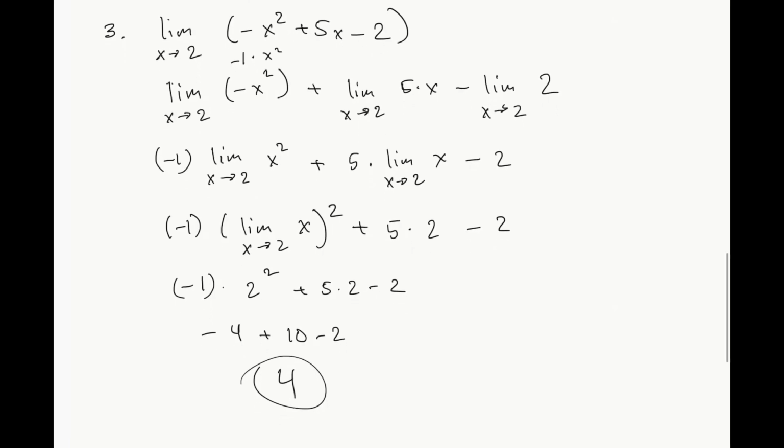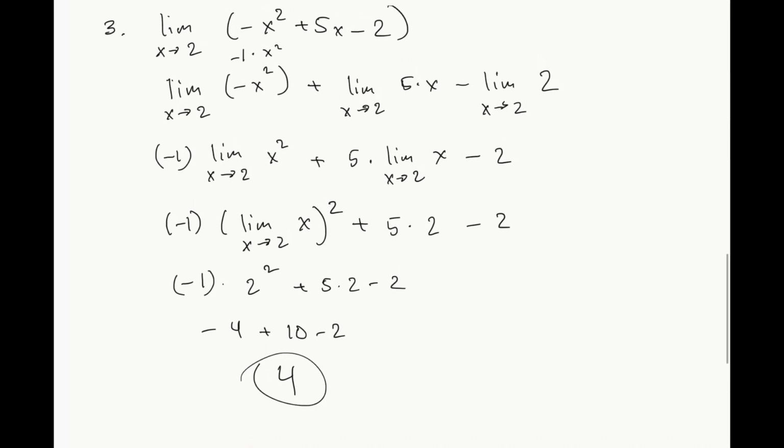I would like to illustrate that we could have solved this problem simply using substitution. And that's what I was saying, that in most cases, unless we're dealing with a rational function whose denominator is 0, these rules allow us to freely use the method of substitution when finding limits. So I'll just give an example. We could have just substituted 2 right away, and we would get 2 squared plus 5 times 2 minus 2, which is going to be 4 as well.